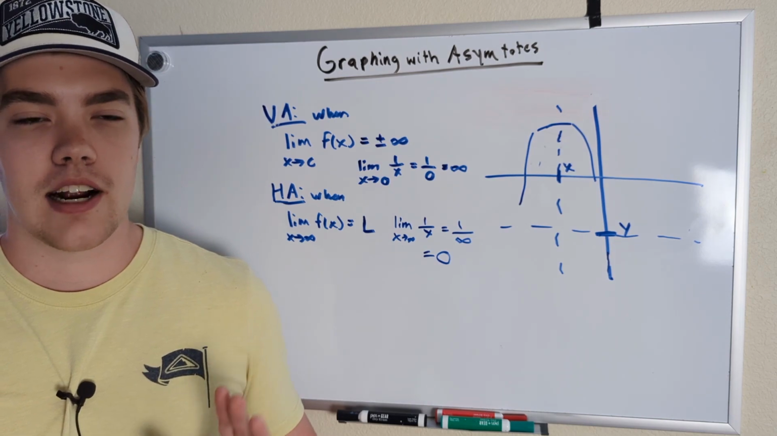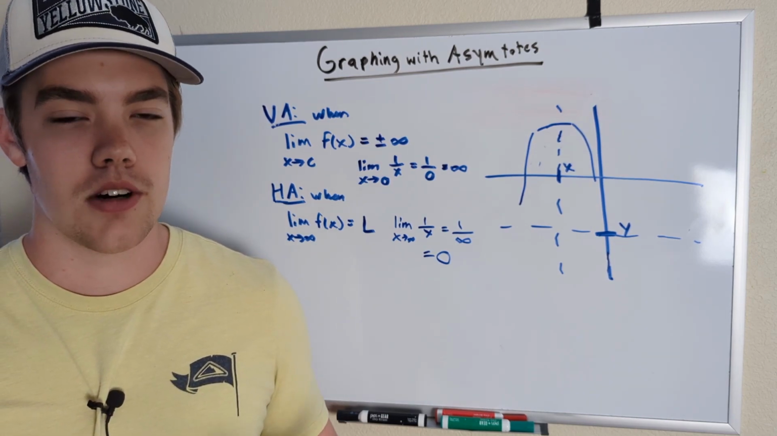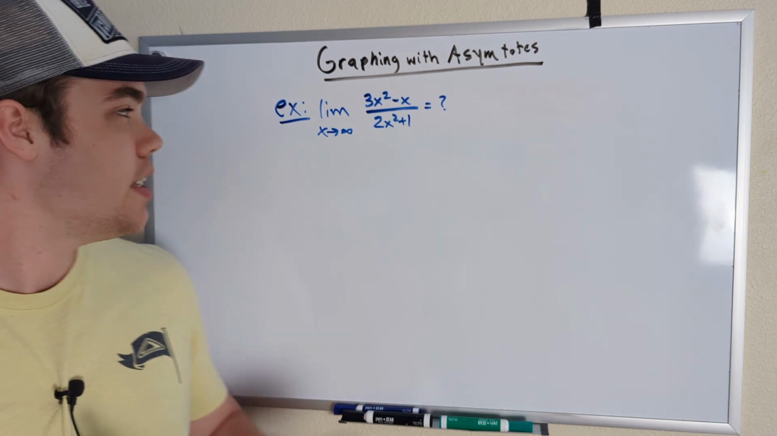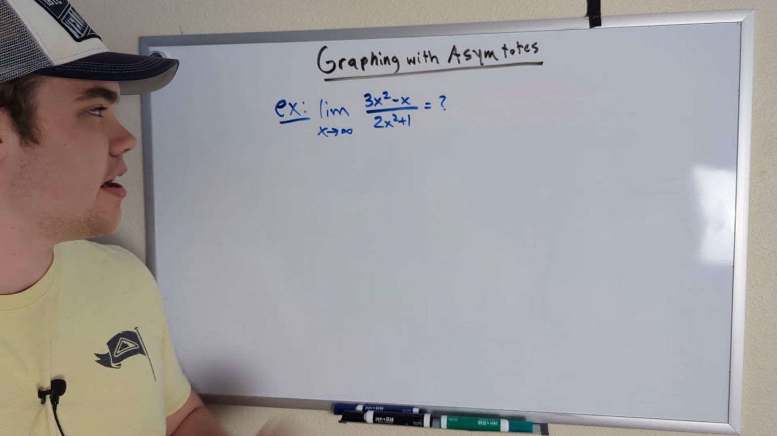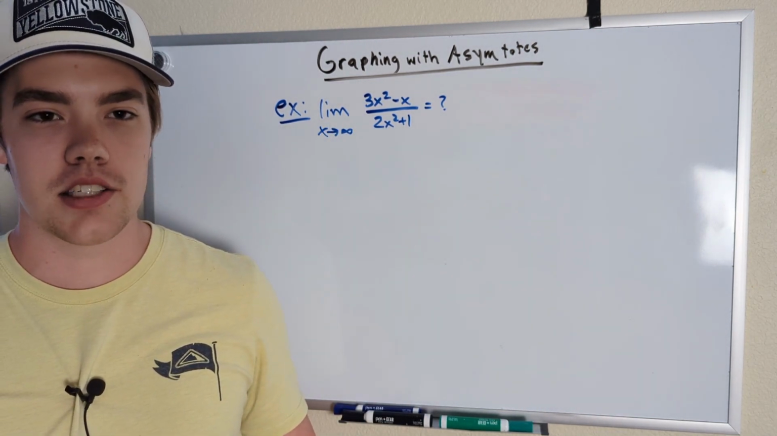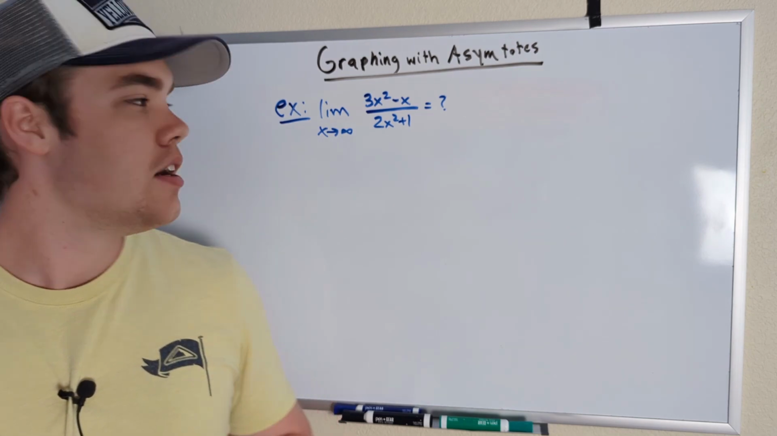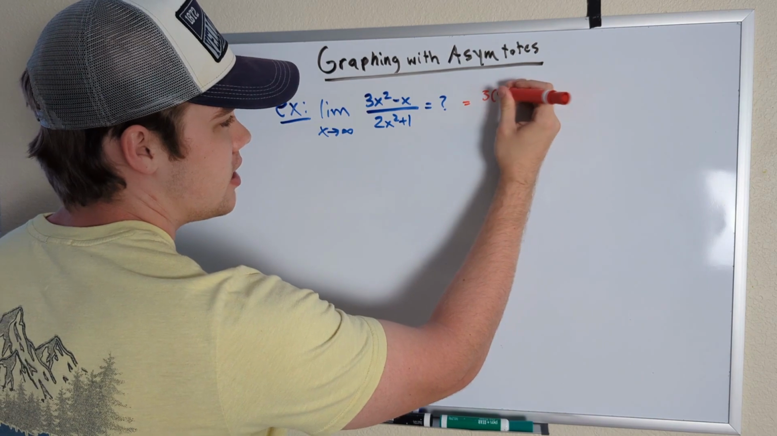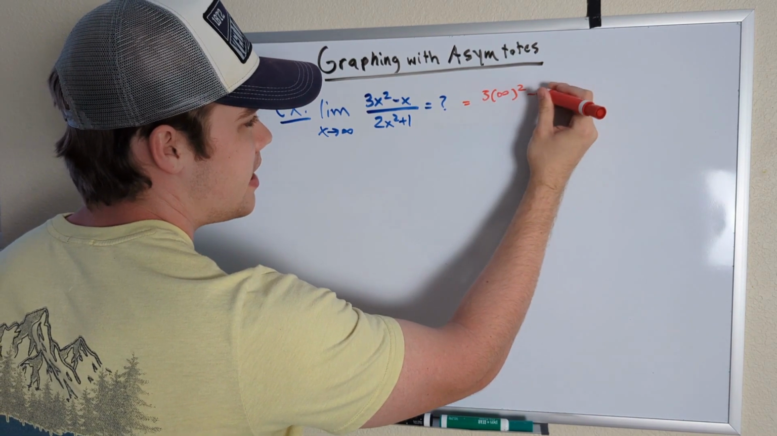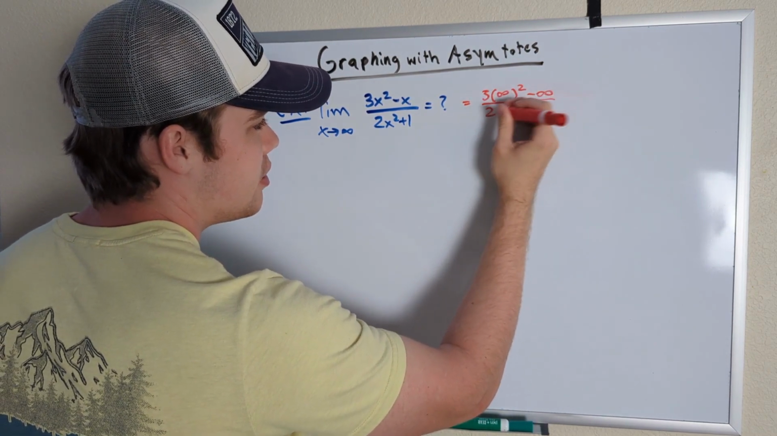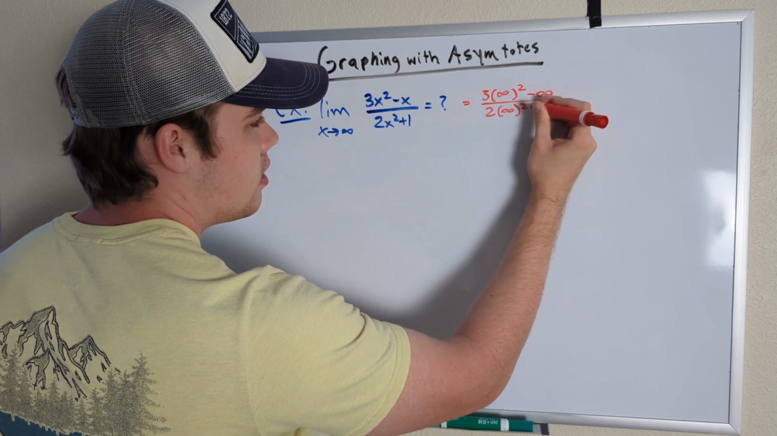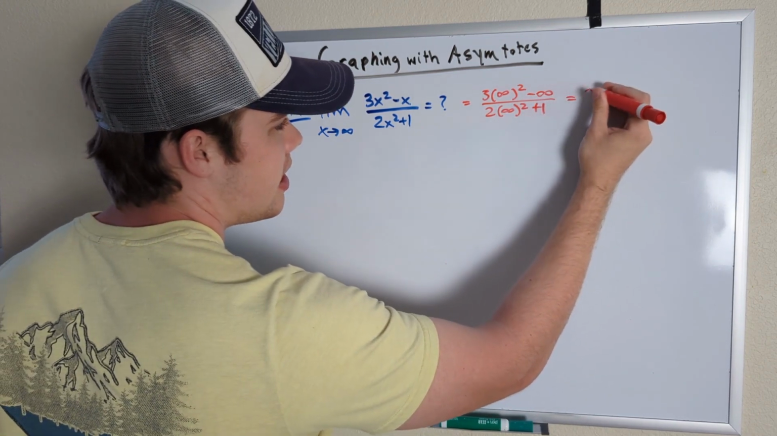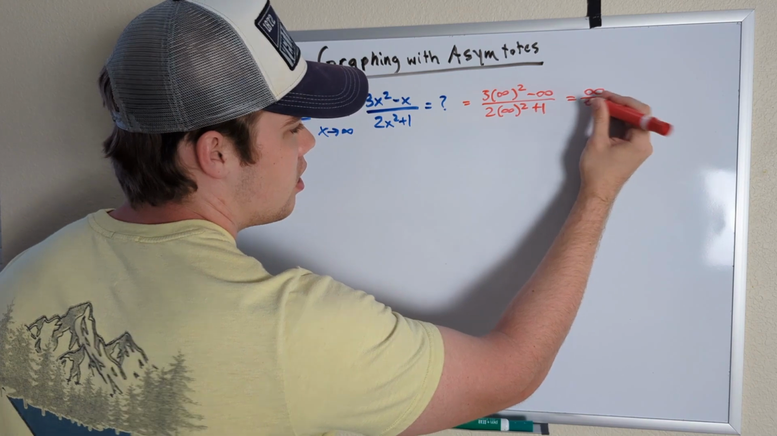Let's do an example to figure out how to use these vertical and horizontal asymptote problems to our advantage. In this example, we need to find the limit as x approaches infinity of the function 3x squared minus x divided by 2x squared plus 1. If we were to just plug in infinity here, we would end up getting 3 times infinity squared minus infinity divided by 2 times infinity squared plus 1. And this is equal to the indeterminate form of infinity over infinity.